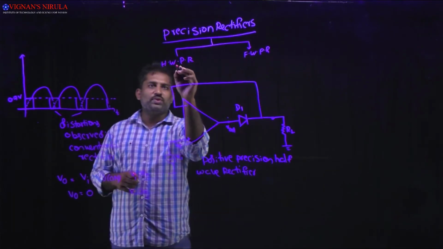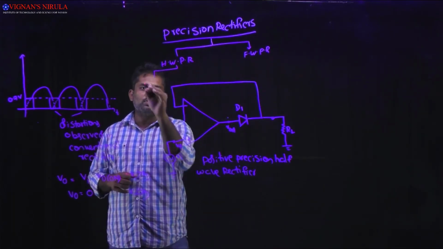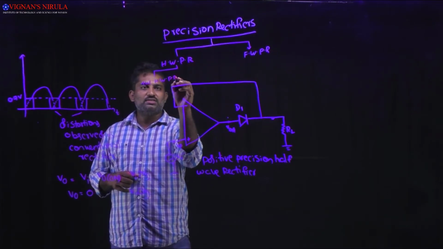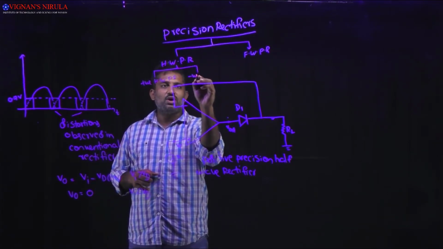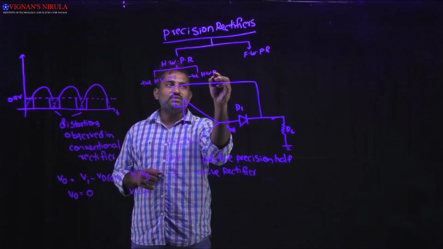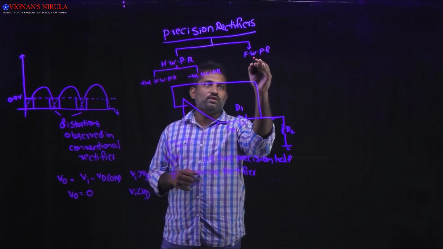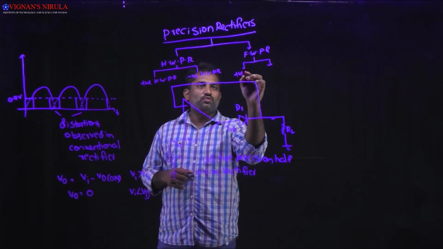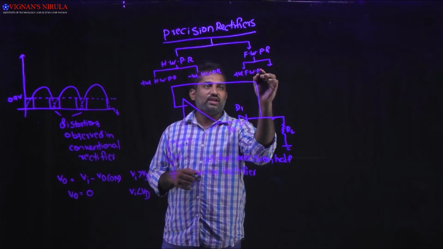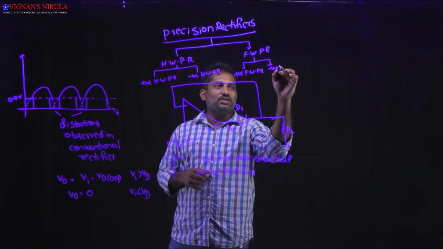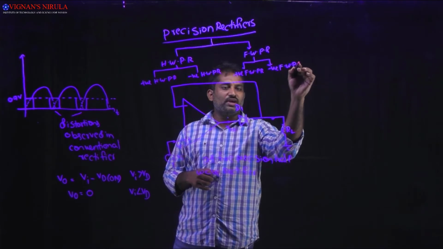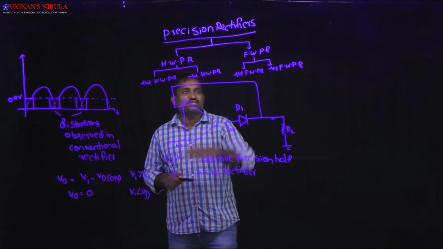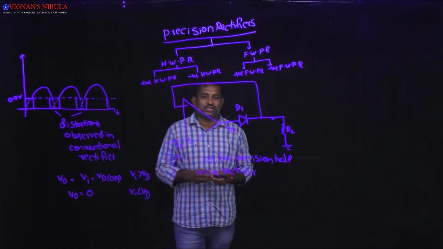Again, in the half wave precision rectifier we have two types: positive half wave precision rectifier and negative half wave precision rectifier. Similarly, in the full wave precision rectifier also we have two types: positive full wave precision rectifier and negative full wave precision rectifier. These are the two types in the half wave as well as full wave precision rectifier.